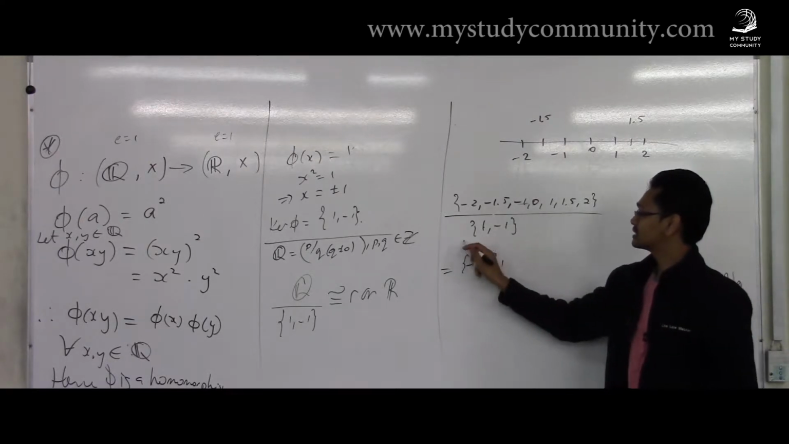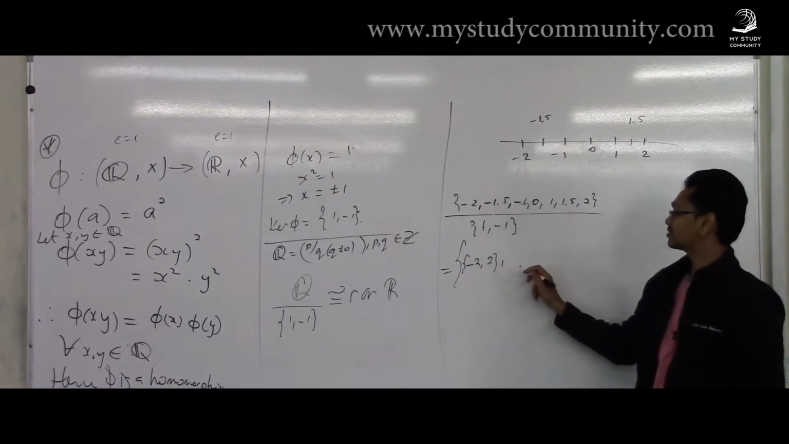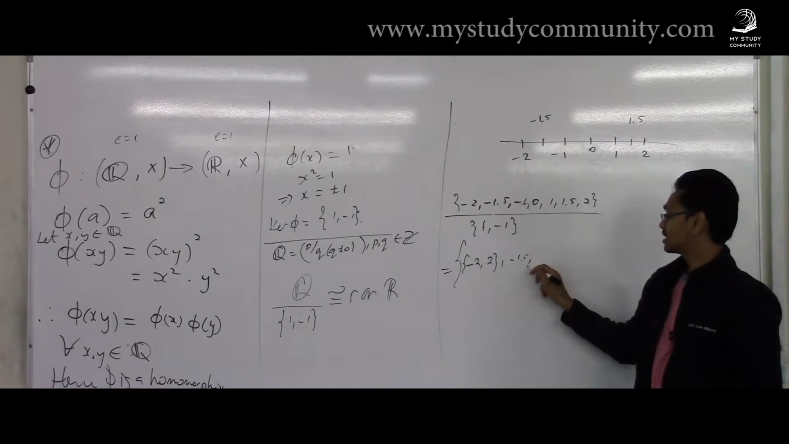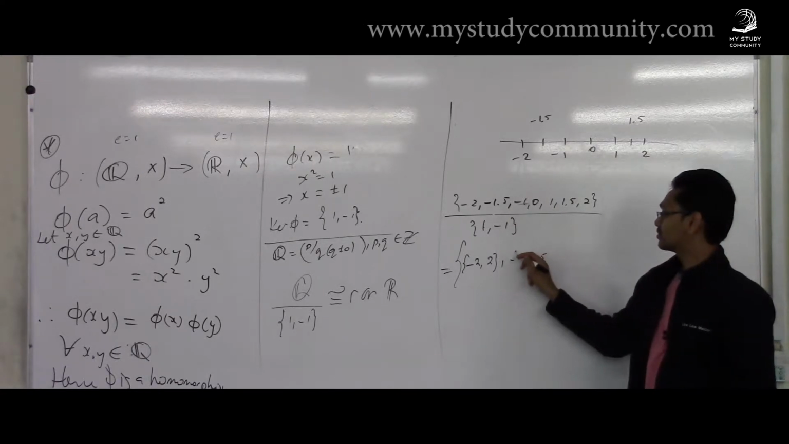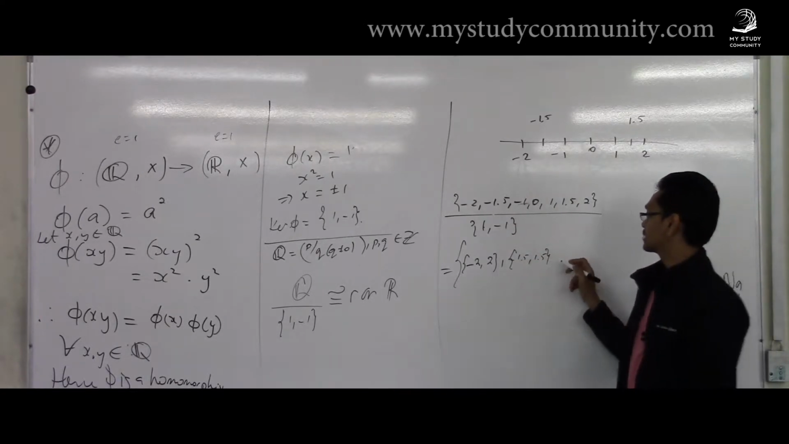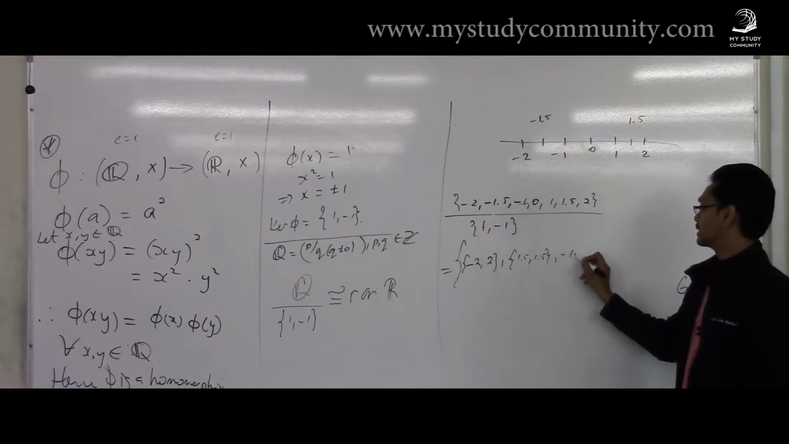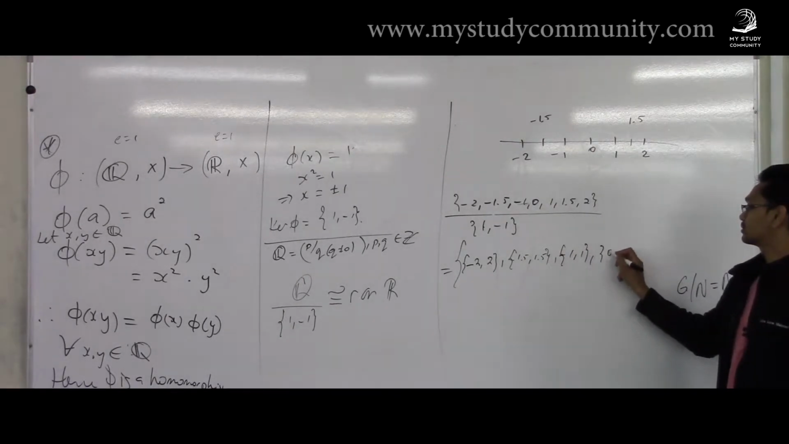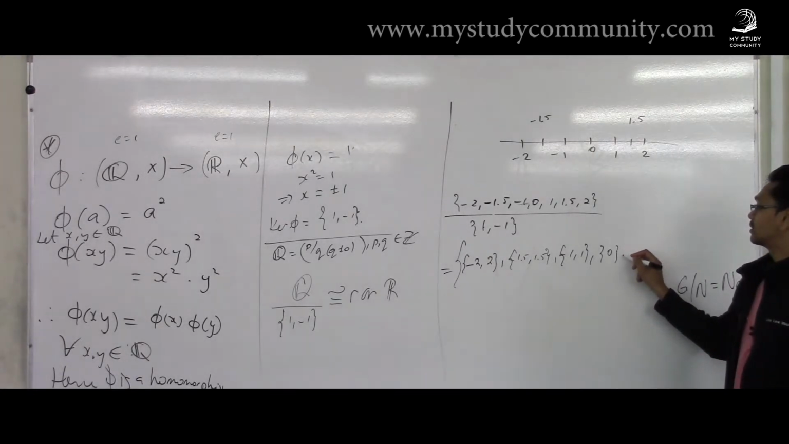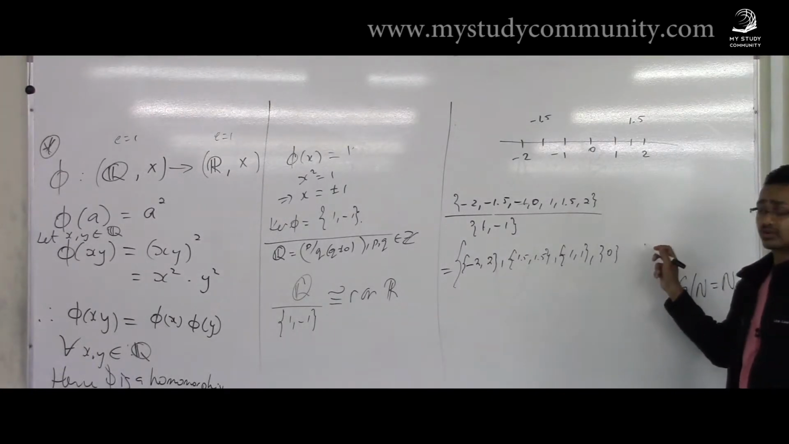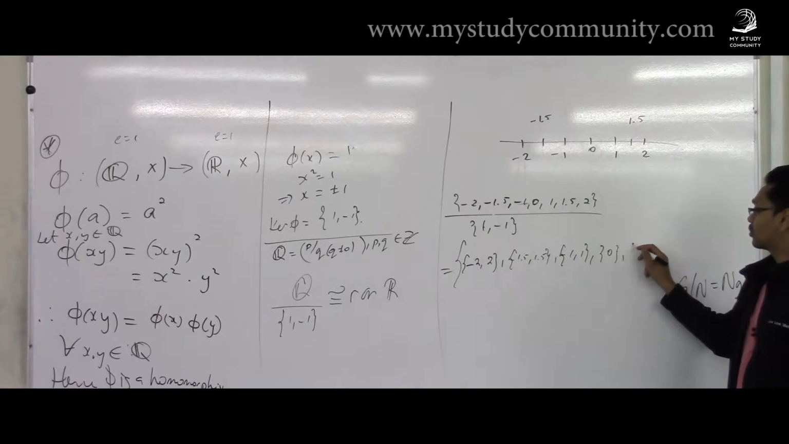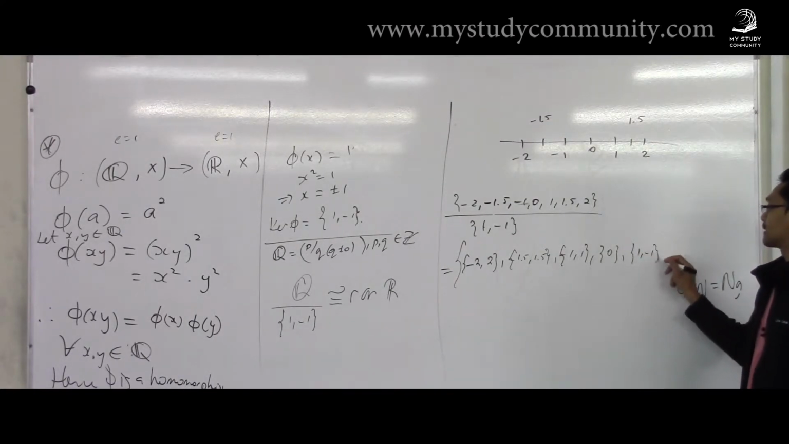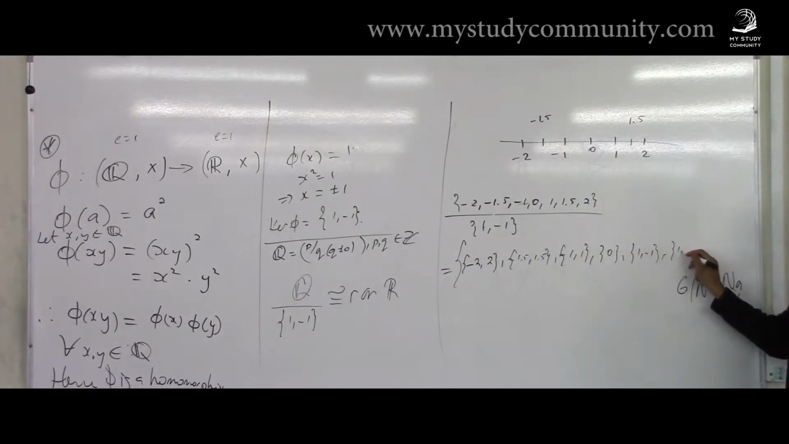So this is the big set. If I take minus 1.5, I get 1.5. If I take minus 1, I get 1. If I take 0, I'm going to get 0. If I take 1, I'll get 1 minus 1. If I take 1.5, I'm going to take 1.5 minus 1.5. If I take 2, I'm going to get 2 minus 2.